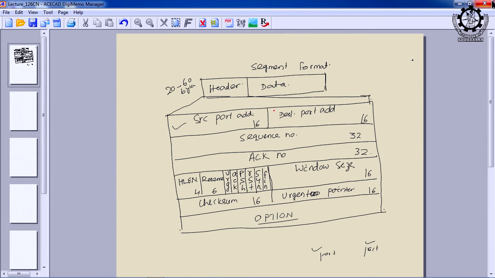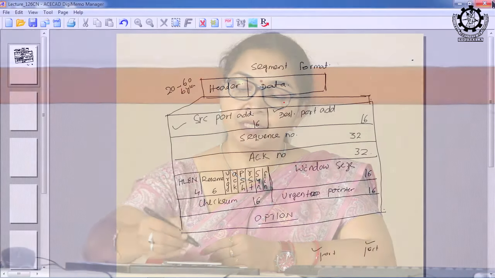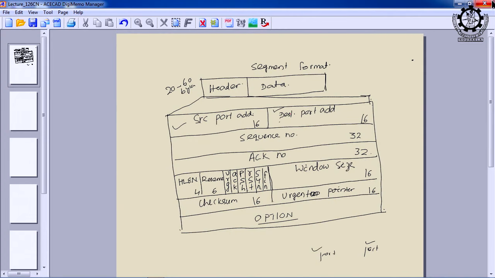So, these two fields, source port address and destination port address, say whether the sender is a server or a client, depending on the kind of ephemeral port number or well-known port number. Depending on that, these two port numbers, source and destination, will be decided. We have already studied all those, so we are not going to study the details of these two.